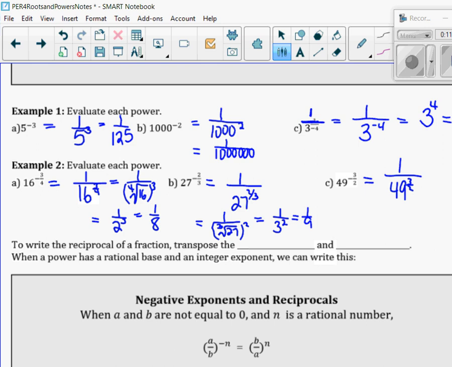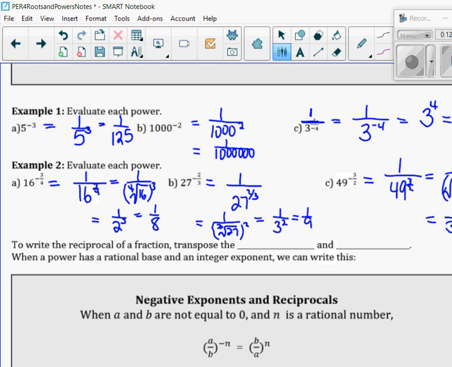Yes? What does the 2 in the bottom mean? Square root. So this is 1 over the square root of 49 to the power 3. So then this is 1 over 7 to the power 3. And do we know what 7 to the power 3 is? 343. Yeah. So 1 over 343. You must have pressed something wrong in there or something.